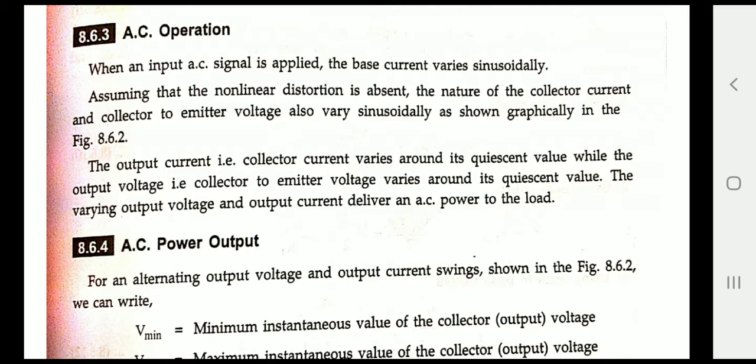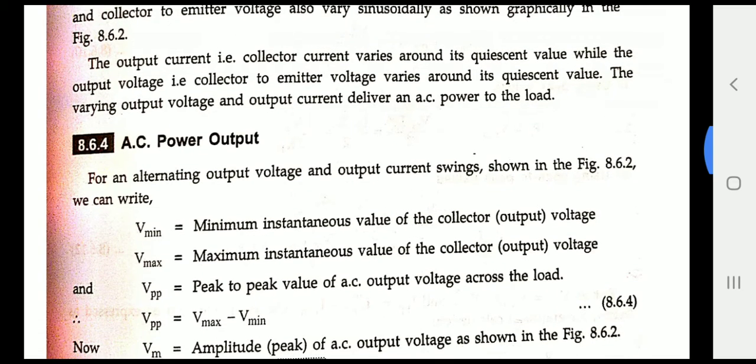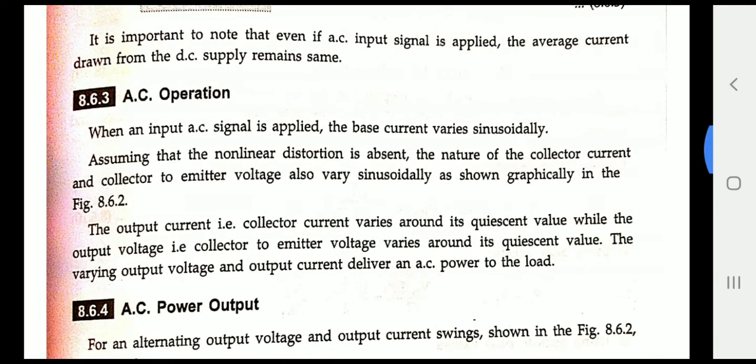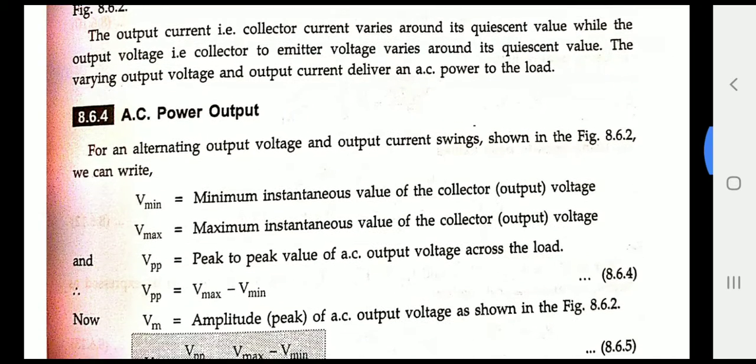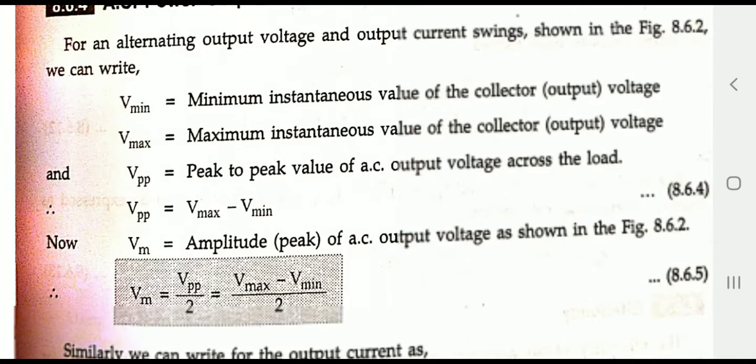If the input signal at the base varies sinusoidally, then the collector current and the collector to emitter voltage also vary sinusoidally, meaning both the positive cycle and the negative cycle are amplified. And the points over which the signals vary will be considered in the AC power output. Now look at this AC power output in this topic. Here it contains some parameters.